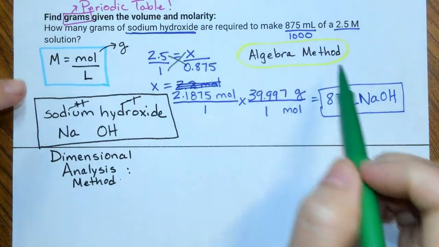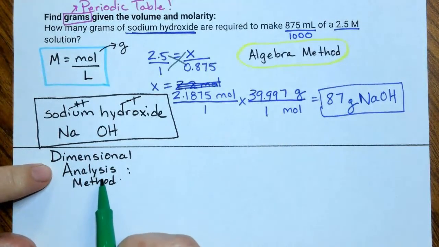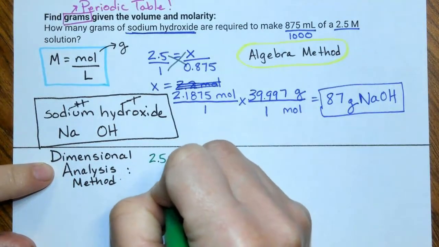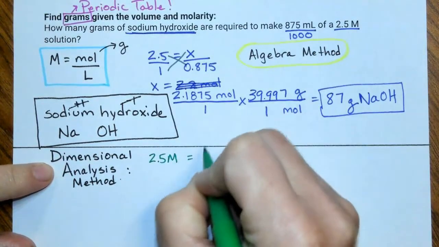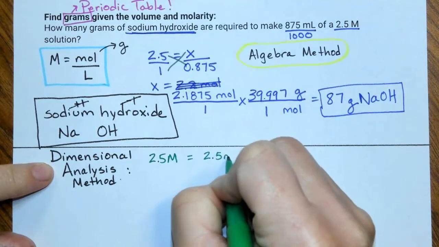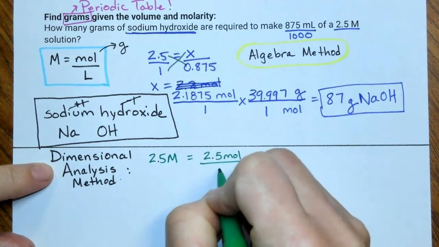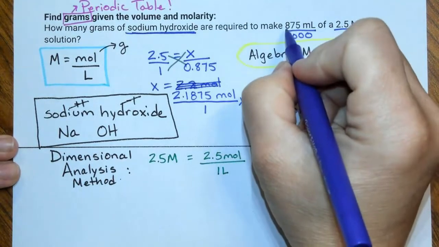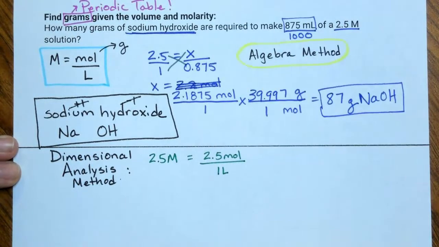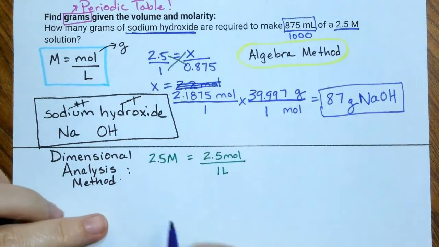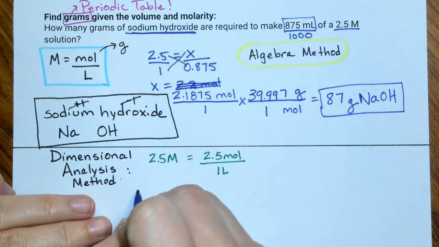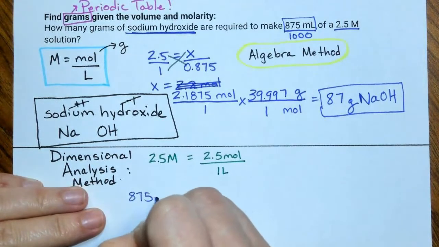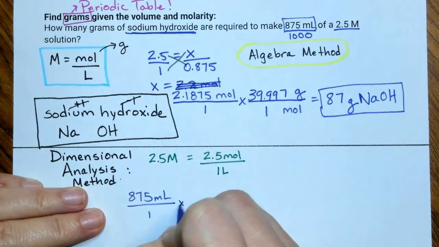So this was the algebra method. Now I'll show you the dimensional analysis method. We take our molarity first, and we realize that that 2.5 molar is exactly the same as 2.5 moles per 1 liter. Now I'll just take my given value, which is 875 milliliters. If you want to divide and make it liters, that's fine, but I'm going to do it all in dimensional analysis. So I'm going to put 875 milliliters over 1.